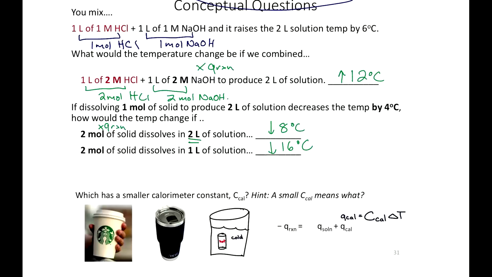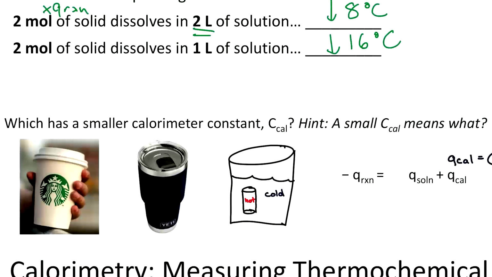And the last one here. Which has the smaller calorimeter constant, a Starbucks cup or an expensive Yeti cup? So let's remember where the calorimeter constant comes from. It's the idea in this heat transfer where this hot object transfers some of that energy to the cold water, but some of it goes to the cup itself.